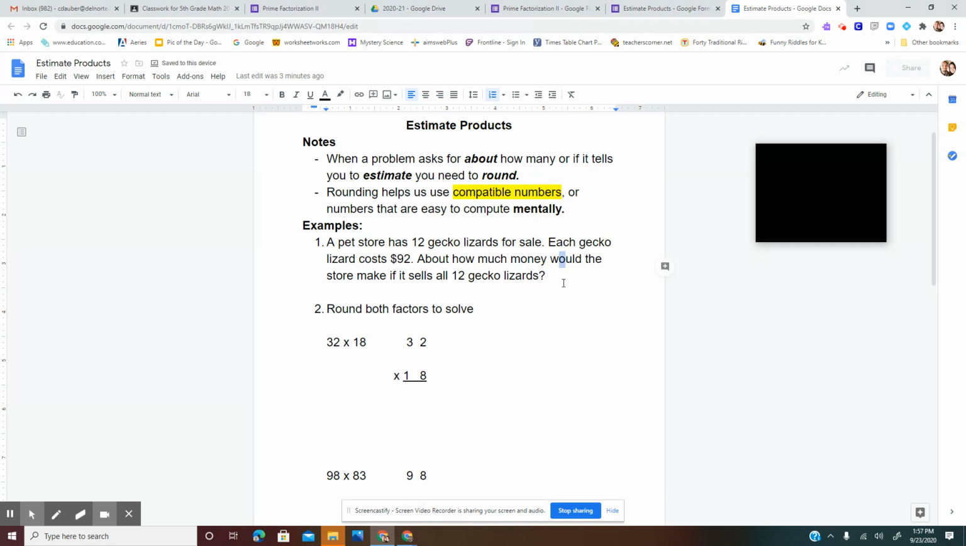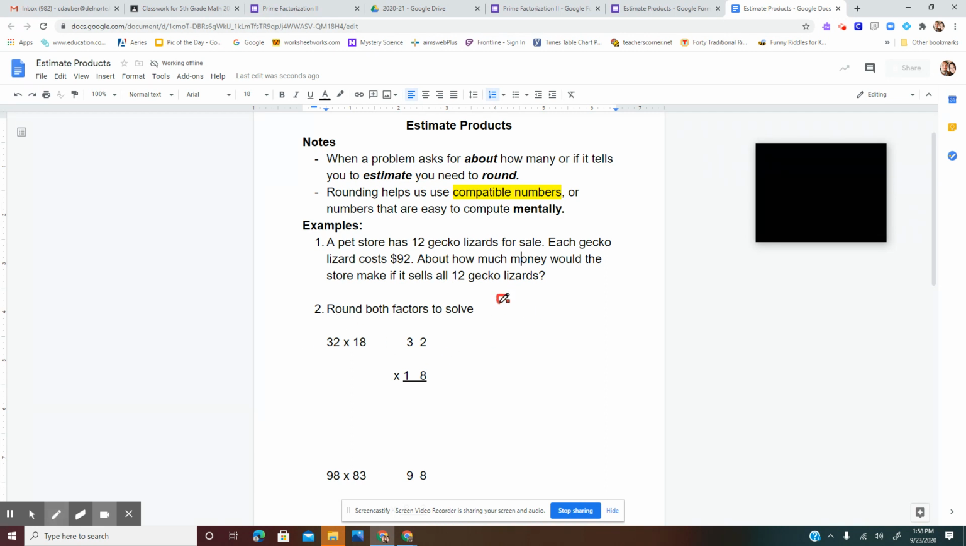Now, how do we know this isn't looking for an exact answer? How do we know they don't want to know exactly how much money the store would make? It's because of this word about. Remember, anytime a word problem says estimate, or anytime it says about, you're not looking for an exact answer. You're looking for an estimate or an answer that's close to the exact answer. And the way we find that out is by rounding. So we're not going to multiply 12 by 92. We're going to round both factors to the nearest 10 before we multiply. So let's take a look at what that looks like here.